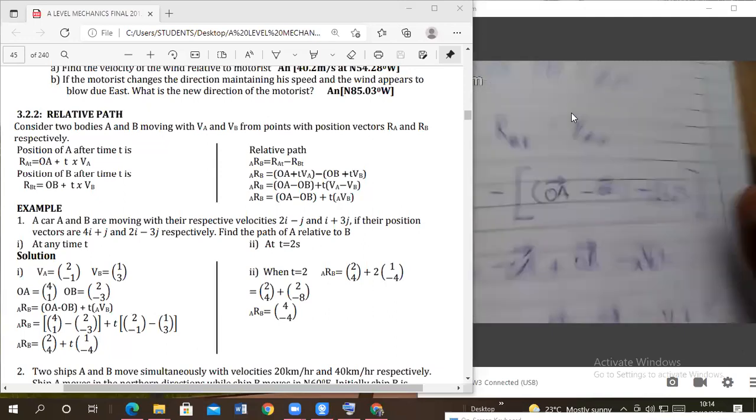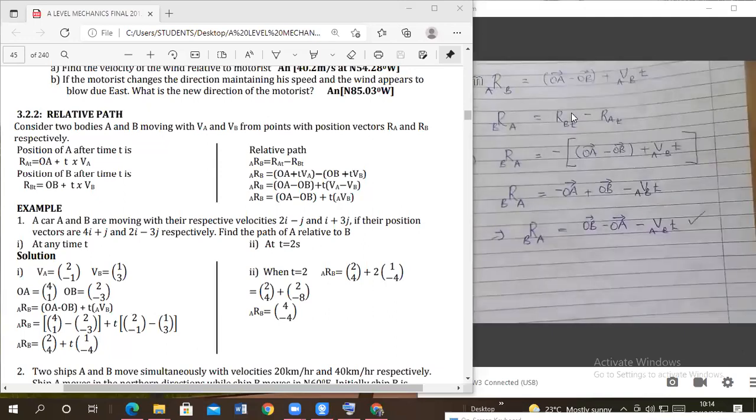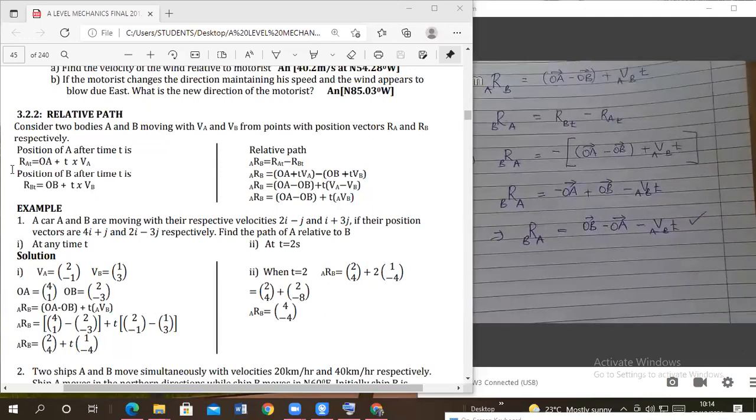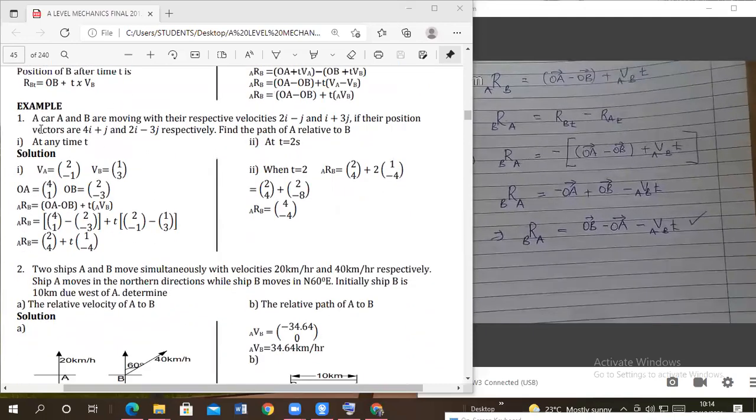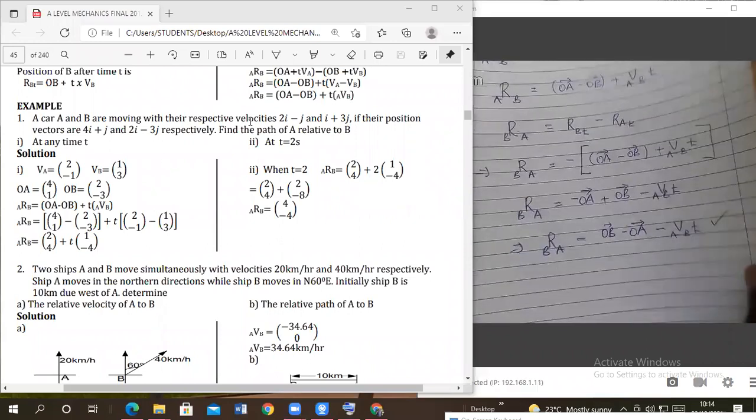So let's go to questions. Let's answer some questions. They're saying cars A and B are moving with respective velocities, which means v_A is given as 2i minus j, and v_B is i plus 3j.